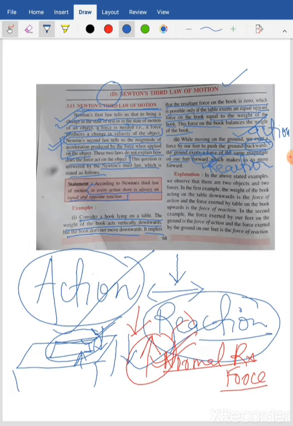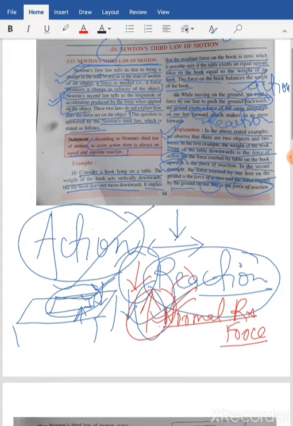Whatever explanation I gave you here, it's explained here. You can just go through it. In the above stated examples, we observe that there are two objects and two forces. In the first example, the weight of the book acting on the table downward is the force of action, whatever I said to you here. And the force exerted by the table on the book, upward, is the reaction. I told you, normal reaction force. In the second example, the force exerted by our feet on the ground is the force of action, and the force exerted by the ground on our feet is the reaction. So I have asked you to circle and write the action and reaction here. Please write with the pencil.